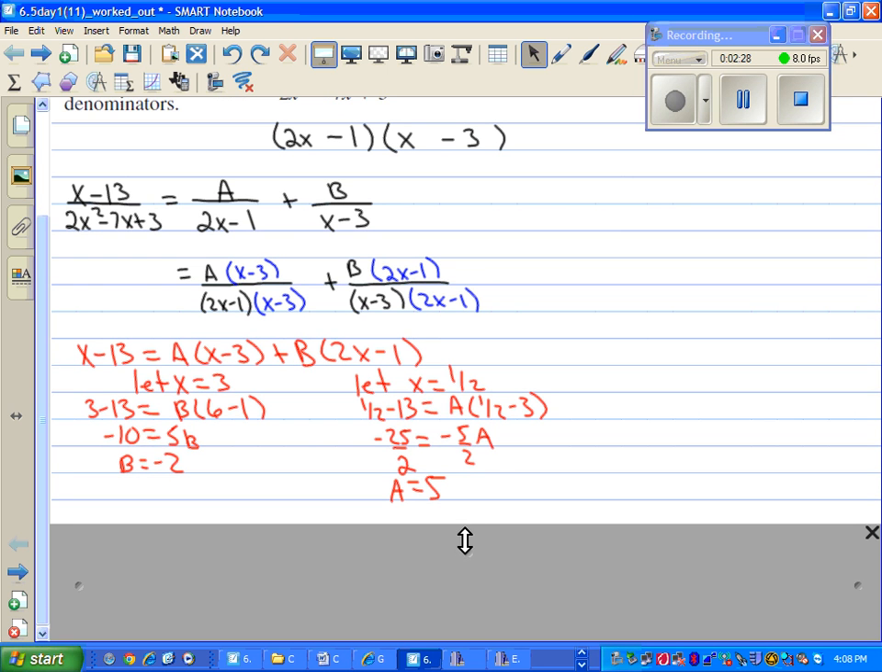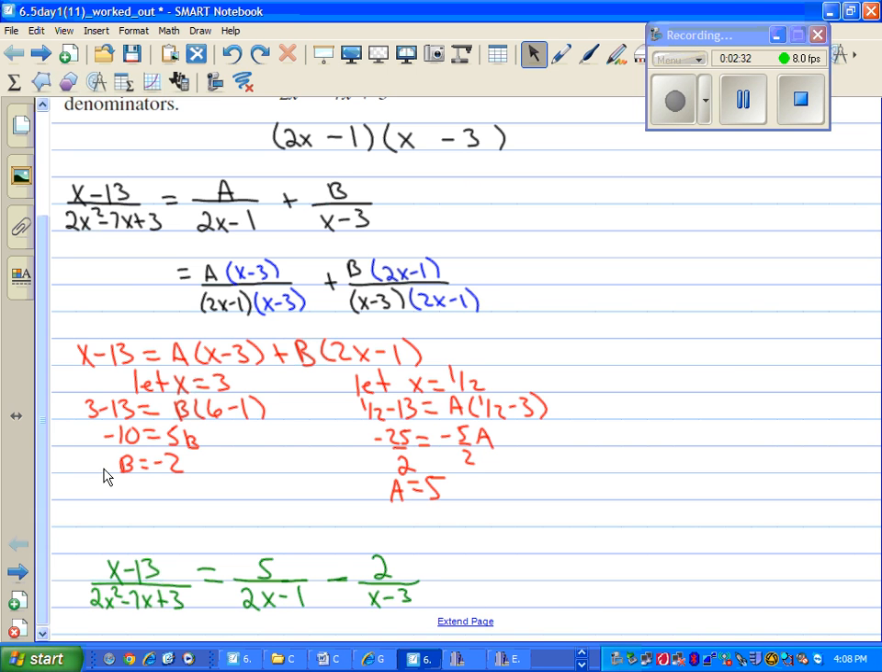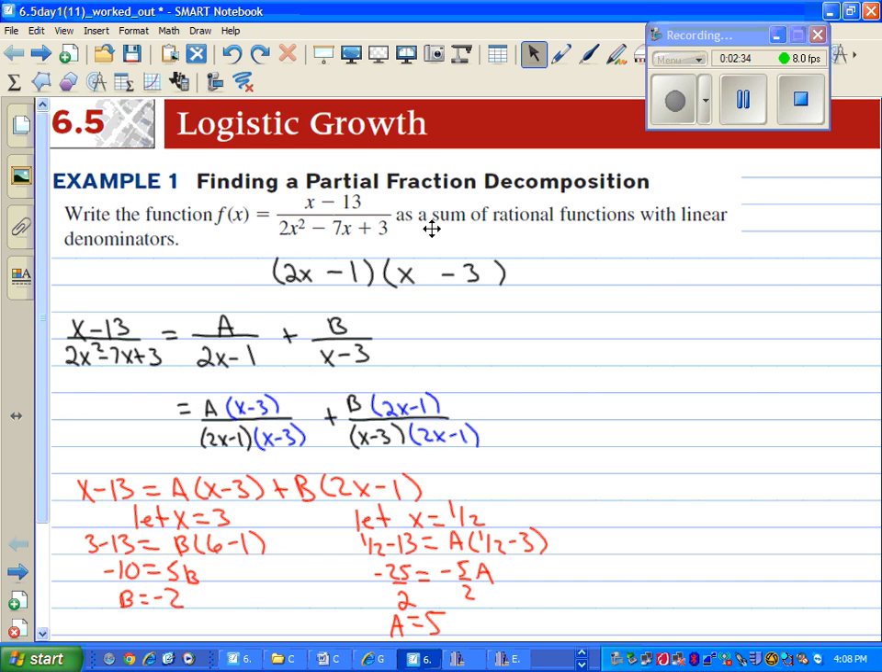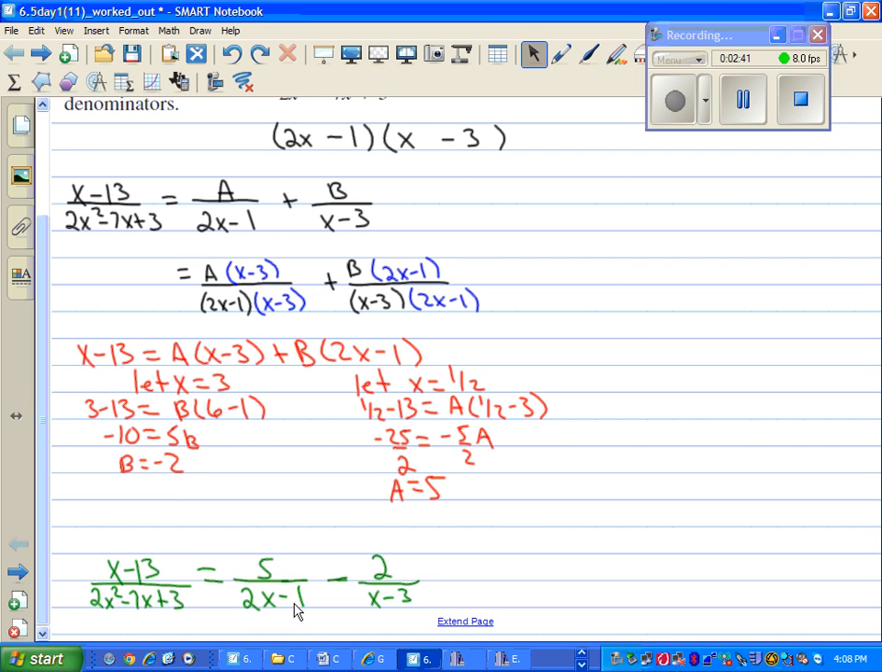Now we put those values back in. Did I put those values back in? Yes, I did. So the sum of rational functions with linear denominators is 5 over 2x minus 1 minus 2 over x minus 3. And that's what the instructions wanted us to do.